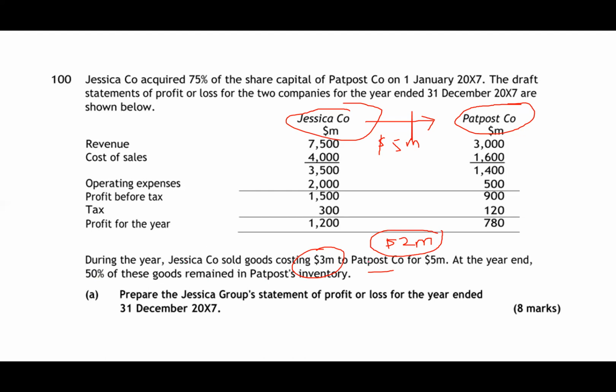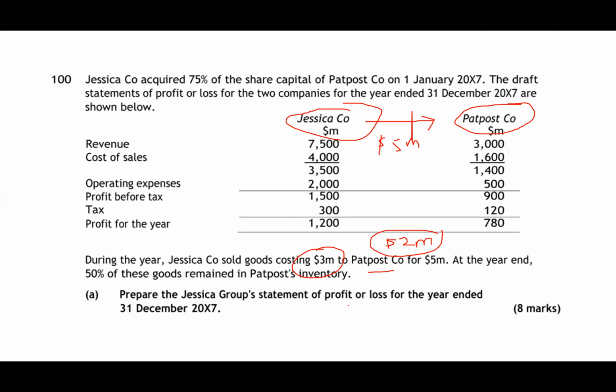Jessica sold to Pak Post. Pak Post has 5 million of goods, the value of the inventory that Pak Post bought is 5 million. And out of that 5 million, only half of that has been sold to outsiders, to third party. Okay? Because only half has been sold, you are not considering those that you have sold, but you are talking about those that are left.